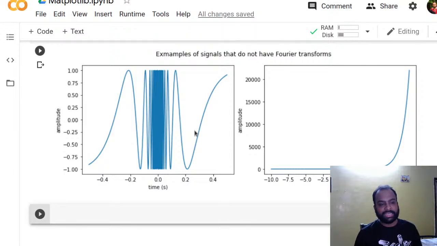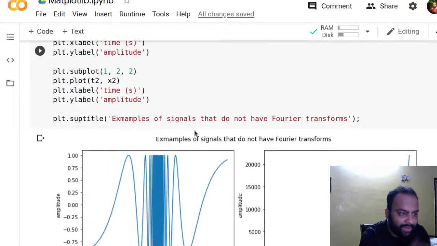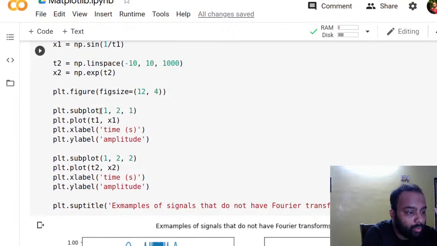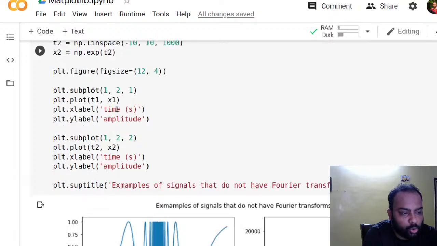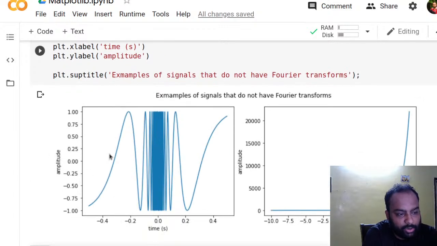Now we are not just limited to this. We have just created one row of subplots. What if I wanted to do the subplots one after another, so one should be on top, the other should be on the bottom? I could have done that easily. Here, when I created the subplots, I created one row of plots and two columns of plots. This is the first column and this is the second column.